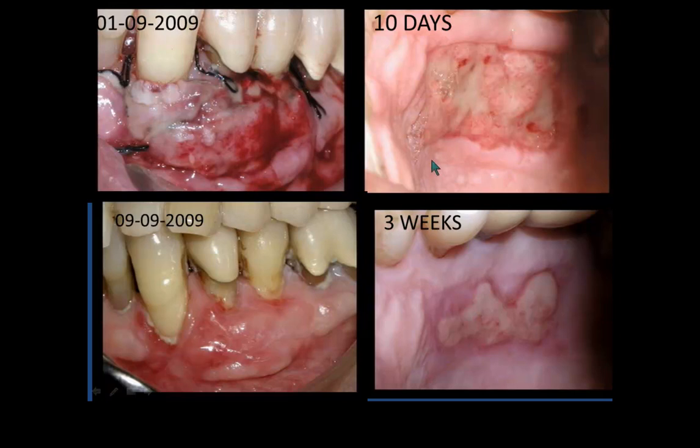In 3 weeks post-operative healing, you can see the tissue maturation of the graft, but without any root coverage. You can notice on the lower left slide the free gingival graft at the canine tooth has completely sloughed away, despite the fact that it was present 10 days before.